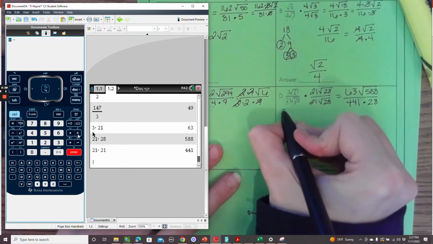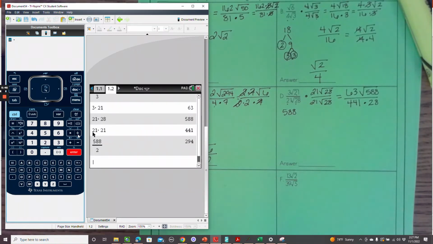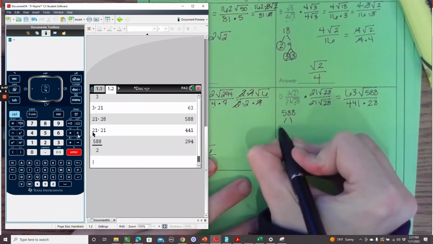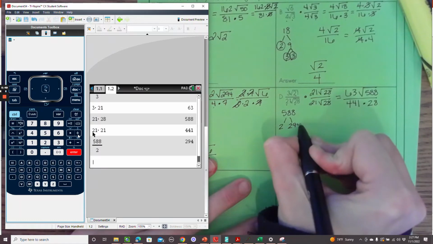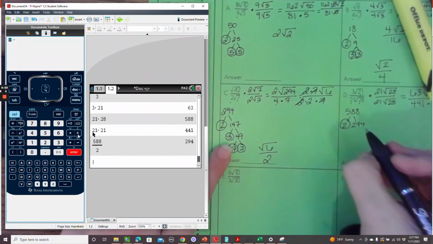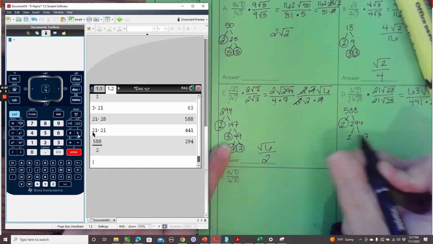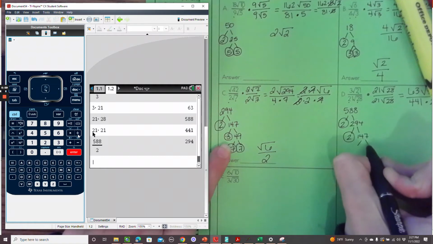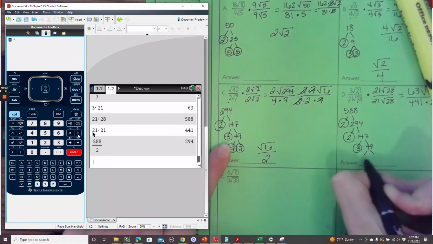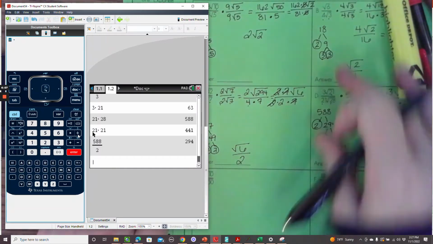All right, let's factor 588. 588 divided by 2 gives me 2 and 294. Now I've already done 294, I did 294 over here. It factors down into 2 times 147. 147 factors down into 3 and 49. 49 factors down into 7 and 7.